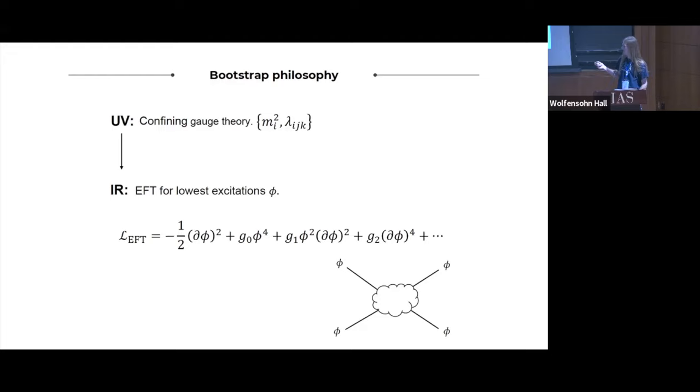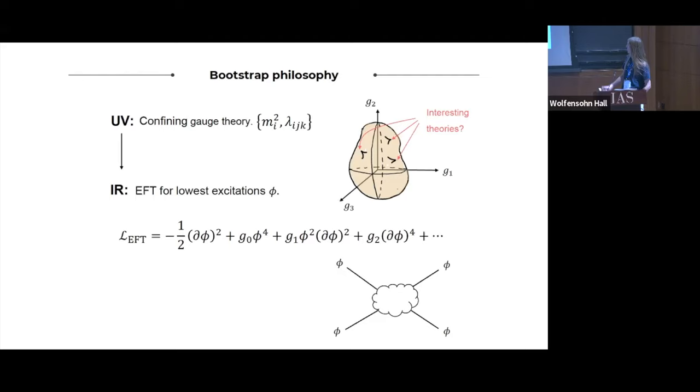And in this context, it's actually easier to use the language of effective field theory. So the idea is we integrate out all the higher states in the theory, and we are left with an effective field theory for the lowest excitations. This effective field theory, which schematically looks like this, has a collection of Wilson coefficients, the Gs here, that encode all this information. So now the problem is to use the bootstrap, so consistency of this theory, in order to put constraints on these coefficients and carve out the space of healthy effective field theories. It could look something like this potato.